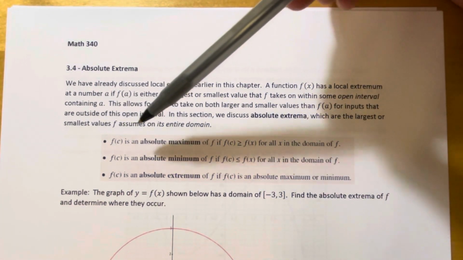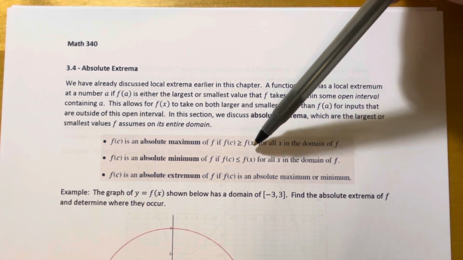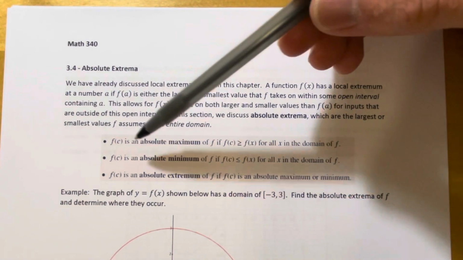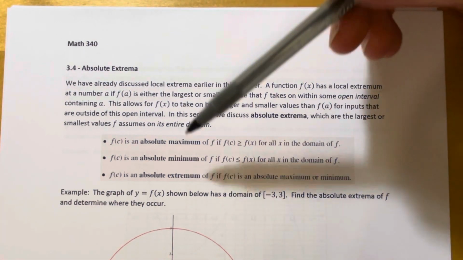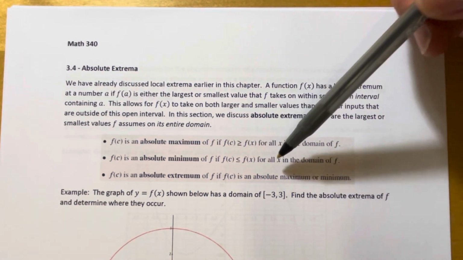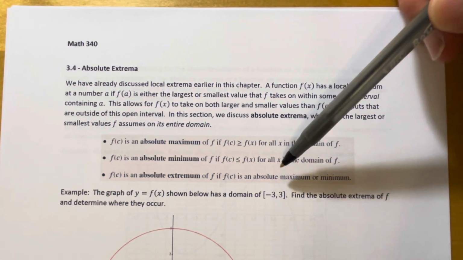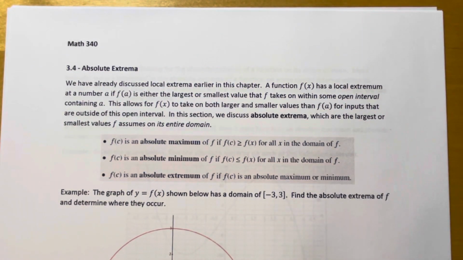f of c is an absolute maximum of f if f of c is greater than or equal to f of x for all x in the domain of f. So it's the largest value that f takes on in its entire domain. Absolute minimum is defined in a similar way, except f of c is less than or equal to f of x for all x in the domain. And if f of c is either an absolute maximum or absolute minimum, we call it an absolute extremum, singular, or absolute extrema would be plural.